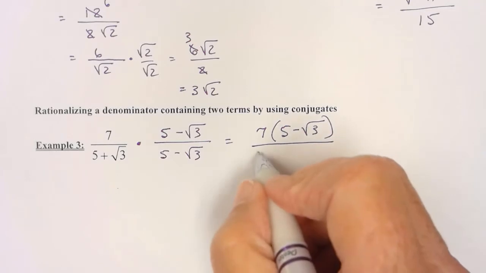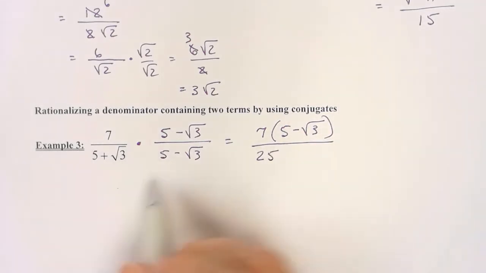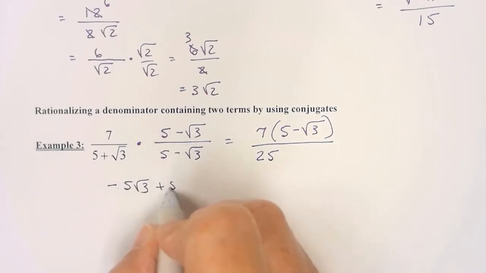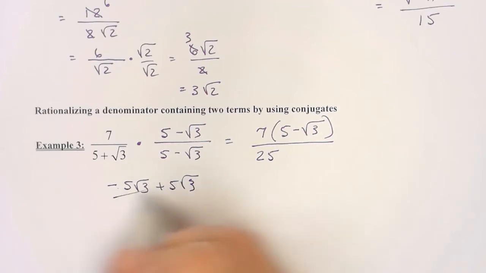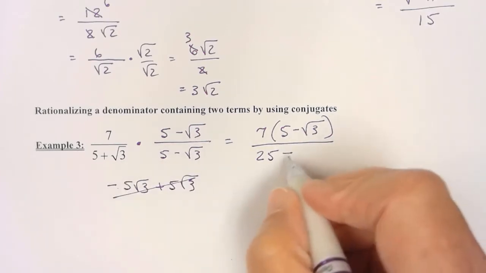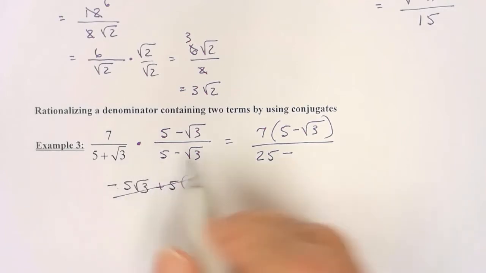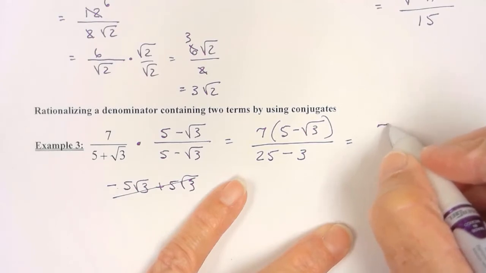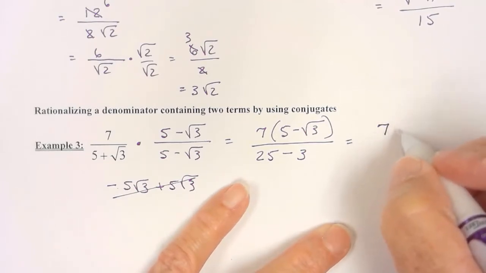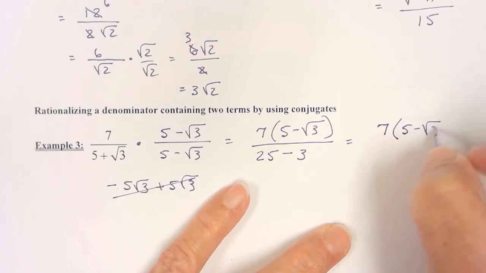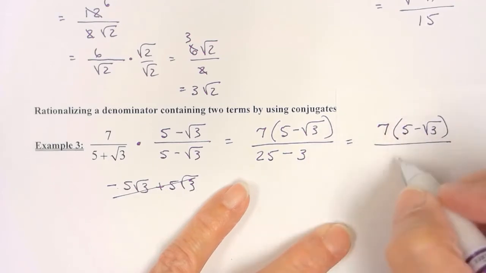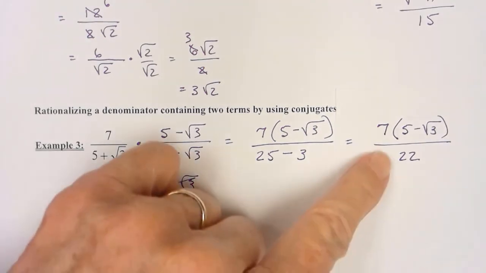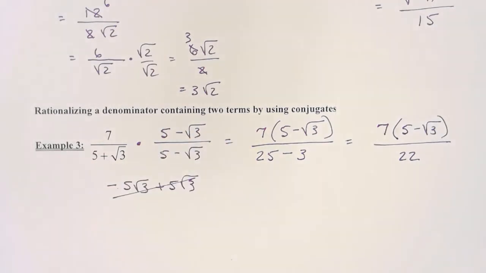First times first, that will give me a 25. Outside is a negative 5 square root of 3. Inside's a plus 5 square root of 3. Those eliminate. I'm going to have a minus. I'll always have a minus here. Square root of 3 times square root of 3. That will give me a 3. So my answer for this one would just be 7. 5 minus square root of 3 all over 22. So that would be my answer for that one. And the denominator has been rationalized.